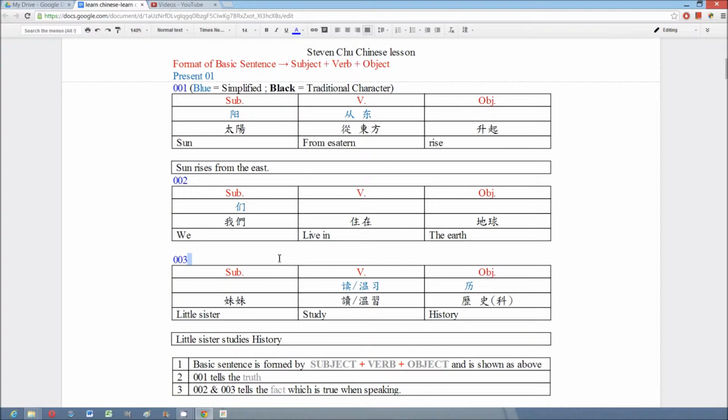So we use the subject, verb, and the object to form a basic sentence. And the function of the simple present tense is to tell us the truth, just like the example number 1, sun rises from the east. And they also tell us the facts, just like the number 2 and the number 3, or at least it is truth when speaking.